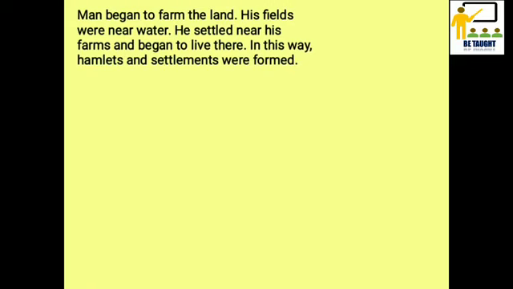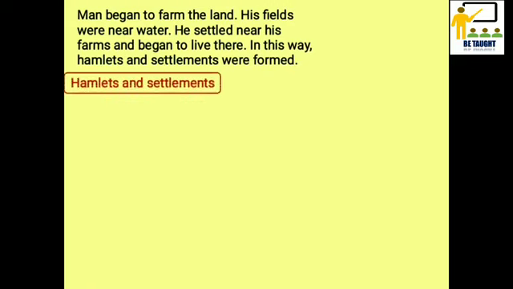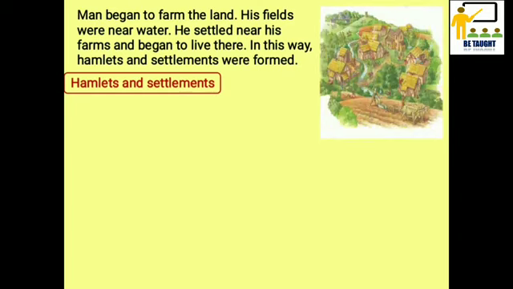Man began to farm the land. His fields were near water. He settled near his farms and began to live there. In this way, hamlets and settlements were formed.